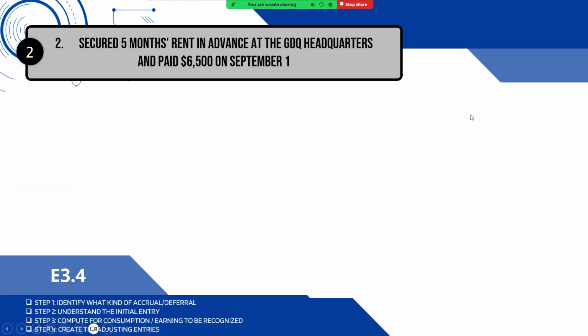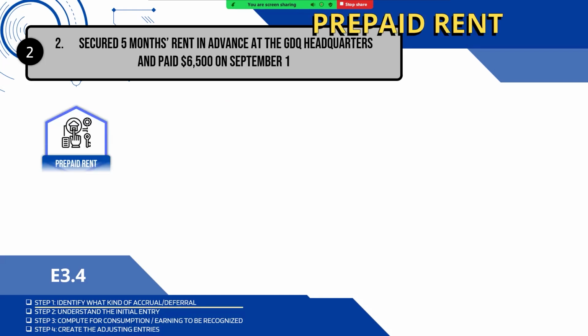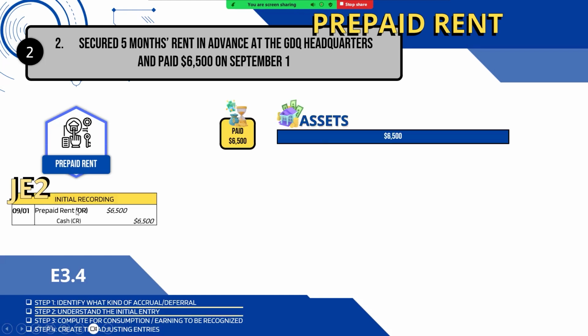Number 2 would be we secured 5 months' rent in advance. So this is prepaid rent and paid 6,500 on September 1. So at the start, we debited 6,500 prepaid rent, credit cash. So at the start, it was purely an asset because we haven't consumed any of the 5 months of rent. And that happened on September 1.